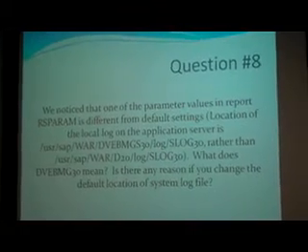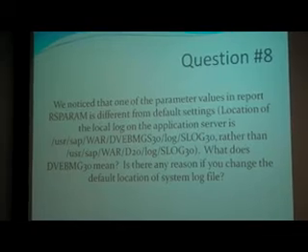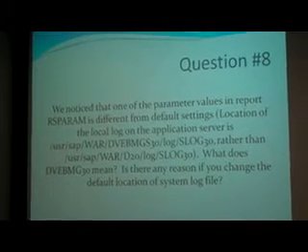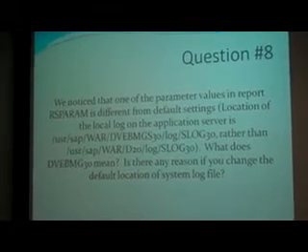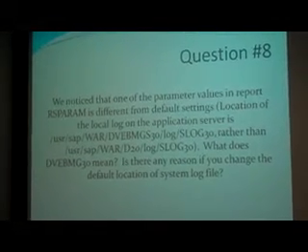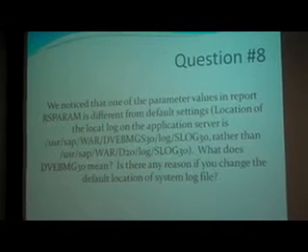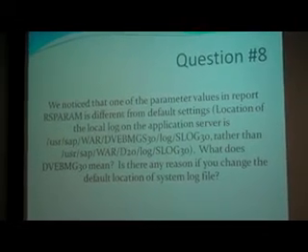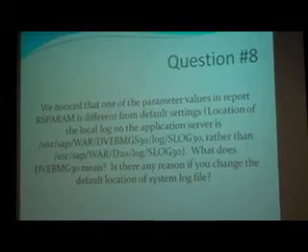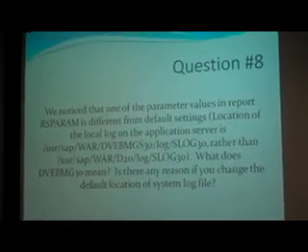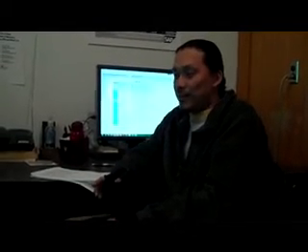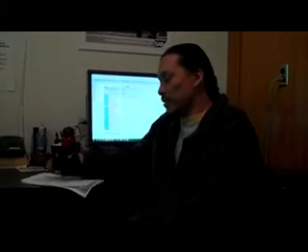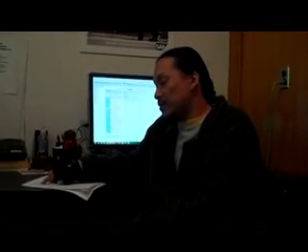And question 8 is, we noticed that one of the parameter values in report RSPARAM is different from default settings. What does DVEBMG30 mean? Is there any reason if you change the default location of the system log file? What that is, it's part of the instance name, and it tells you what sort of processes are run on that server. Like dialog, update, in-queue, background.